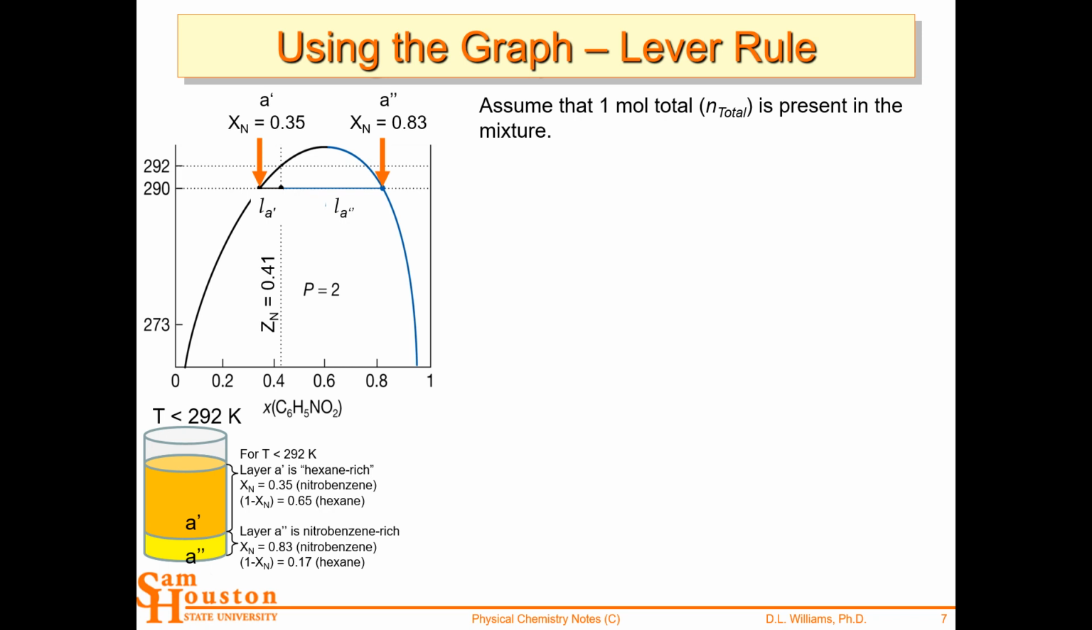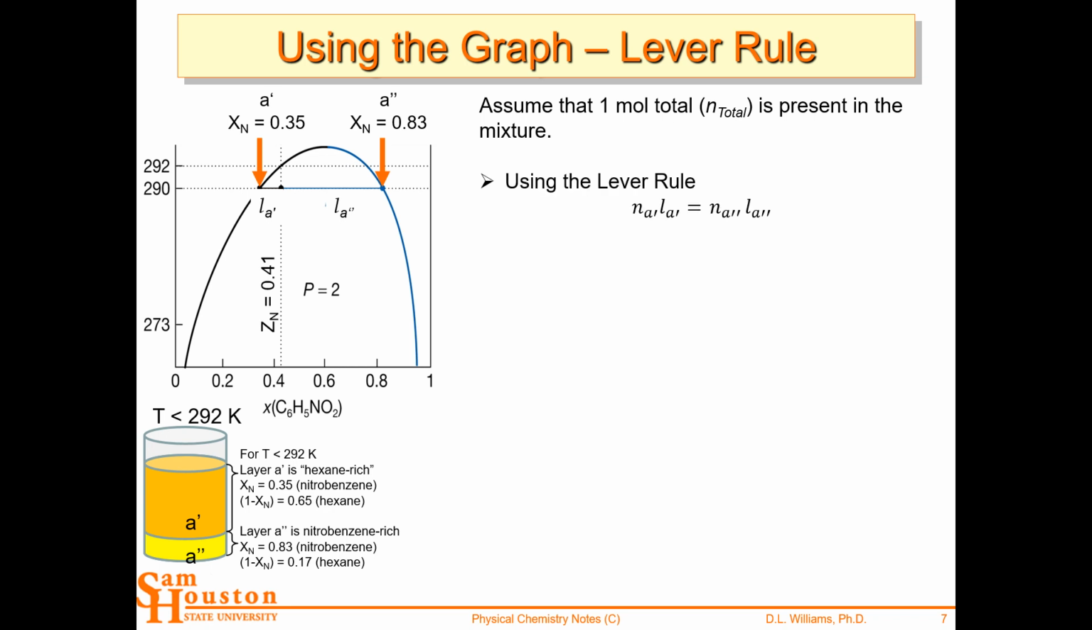So we're going to assume that the whole system contains one total mole. So that means when I mixed in that 1 mole, 41% of that 1 mole was nitrobenzene, and 59% was hexane. That's from the isopleth. That's Z. So when I get to the end, if I add up all the nitrobenzene in this layer and all the nitrobenzene in that layer, it should add up to 0.41 because that's my total amount of nitrobenzene, and the hexane should add up to 0.59.